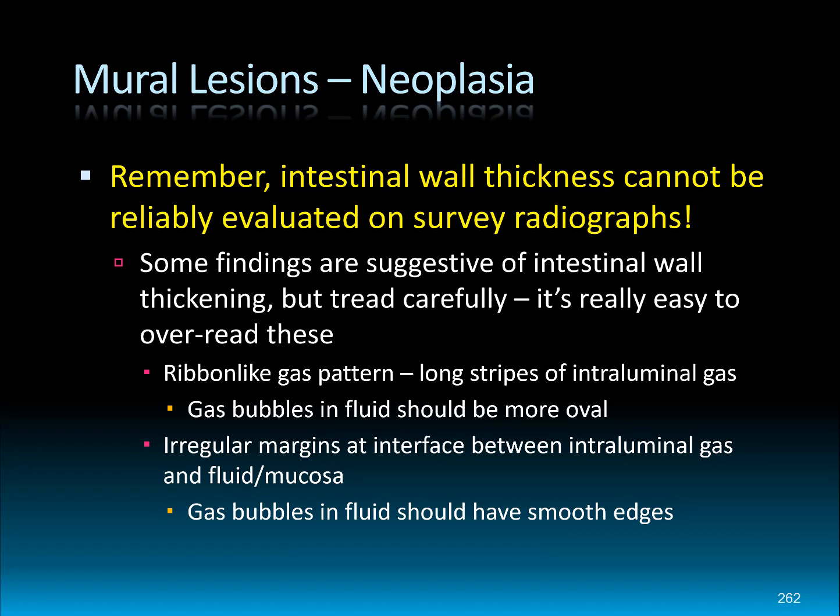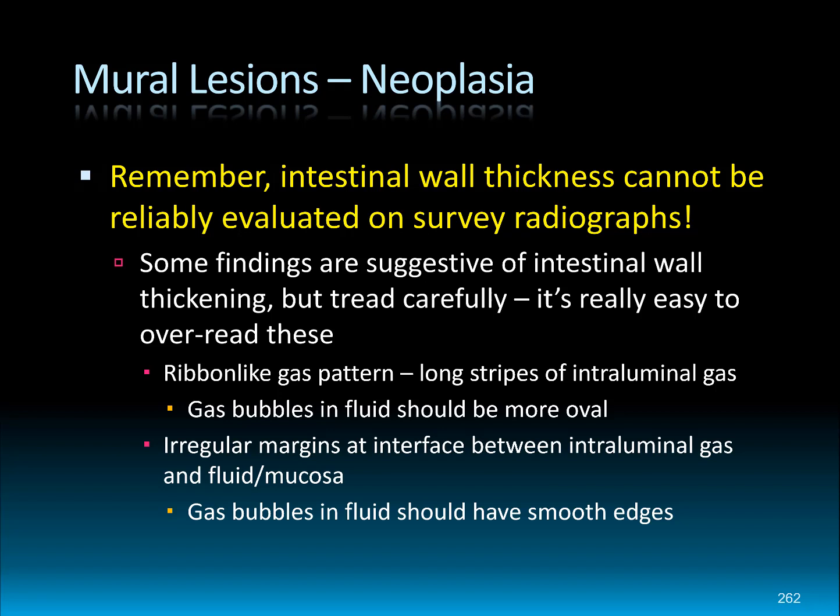As always, don't try to fully evaluate intestinal wall thickness on survey radiographs. We can have suspicions depending on what we see, but you don't ever want to definitively call a thick wall on survey radiographs. As I've said before, when you see thin ribbon-like gas in long stripes rather than bubble shapes of ovals and circles, that at least clues you in that there might be intestinal wall thickening, although it's certainly not definitive.